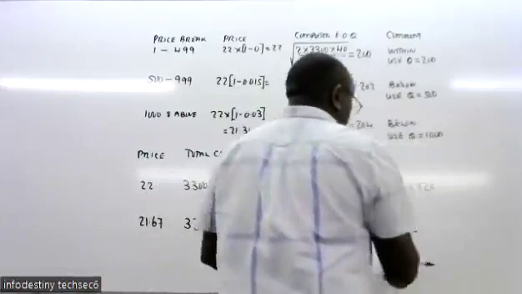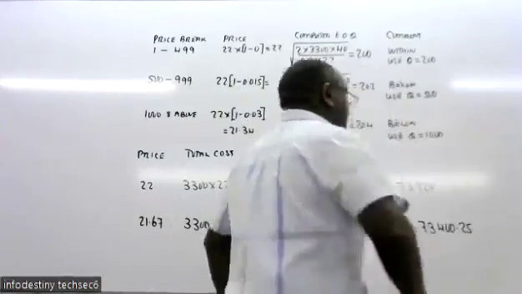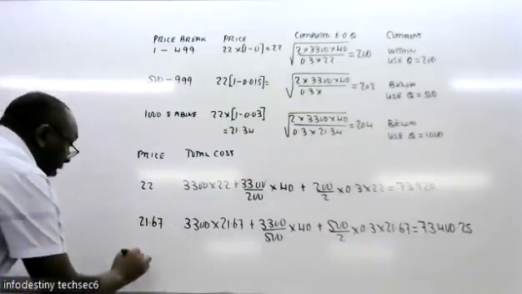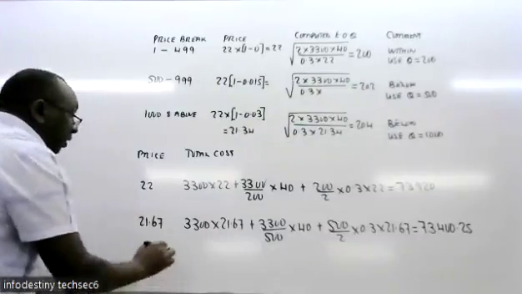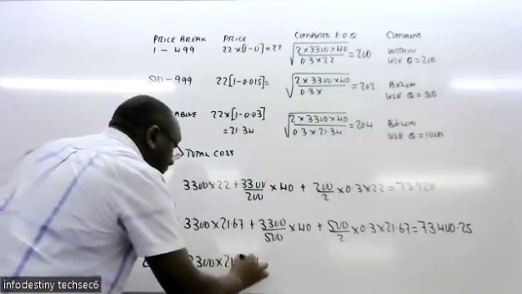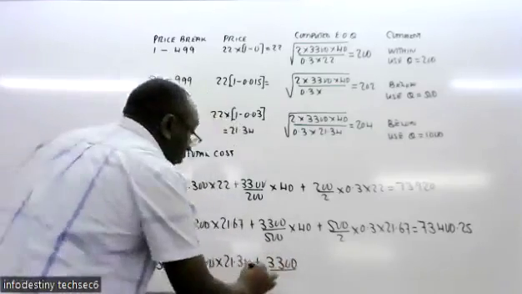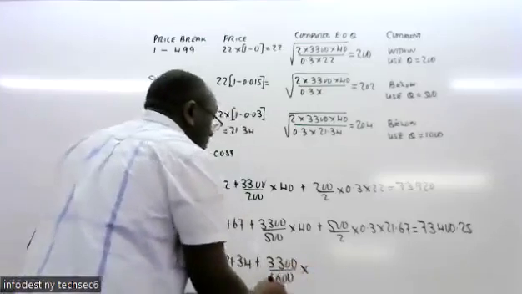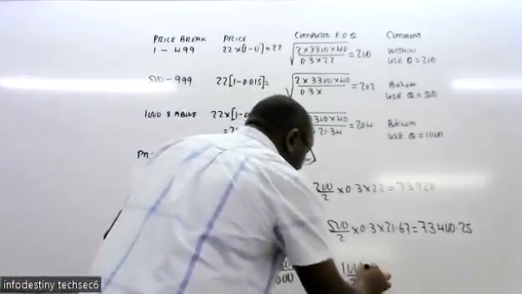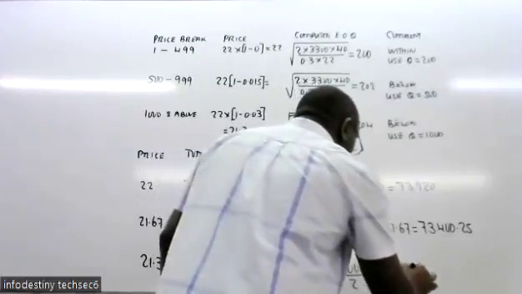3,400.25. The other one is 21.34. This is that 300 times 21.34 plus that 300 you divide by 1,000 multiply by 40 plus 1,000 you divide by 2 multiplied by 0.3 multiplied by 21.34.